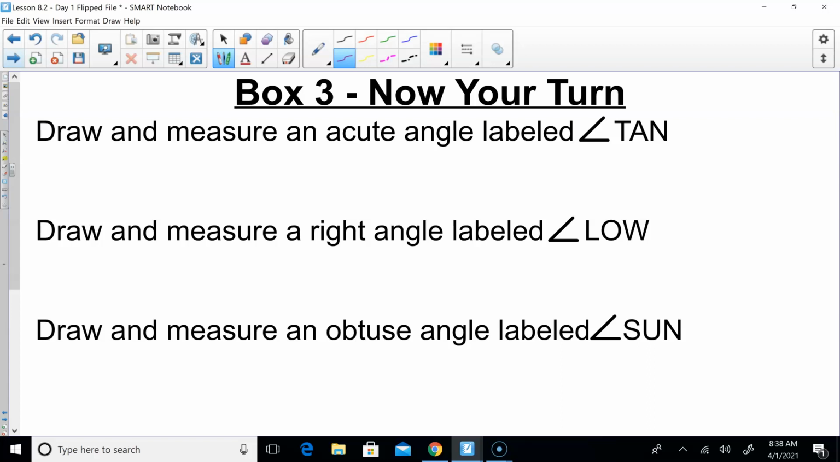You can draw a line right now and label it box 3. Now your turn. Today I want you not only to draw, I want you to draw and measure an acute angle labeled TAN. So draw one and label it. Make sure when you're drawing, use your straight edge to make the lines nice and straight. Lines are easier to measure. And then you can draw and measure a right angle labeled LOW. And then draw and measure an obtuse angle labeled SUN. So it's good practice not only drawing angles today, but also drawing and measuring angles, our next skill.